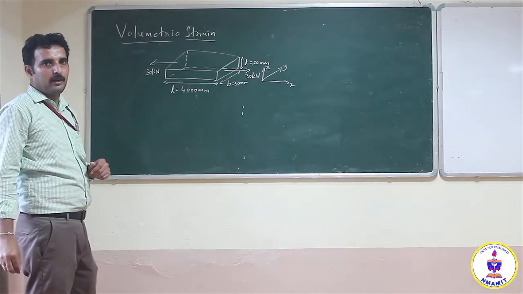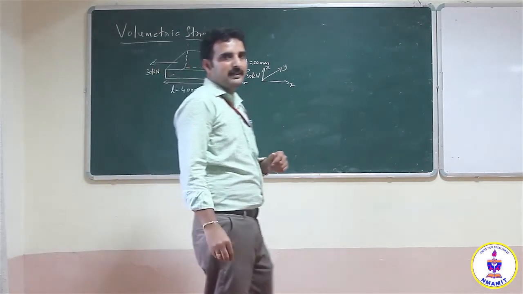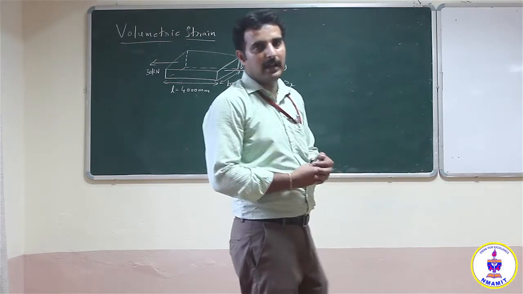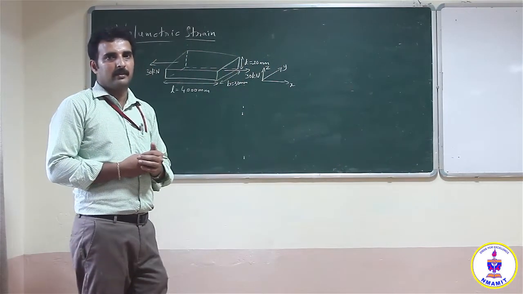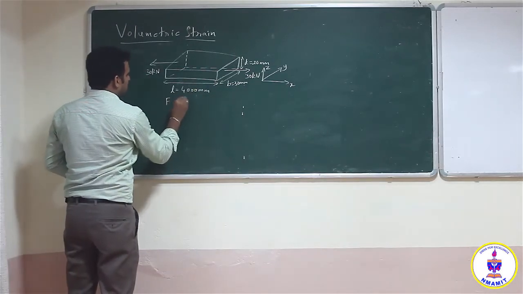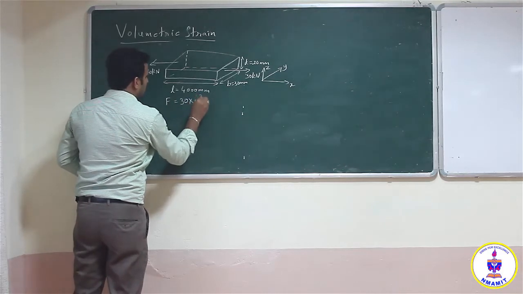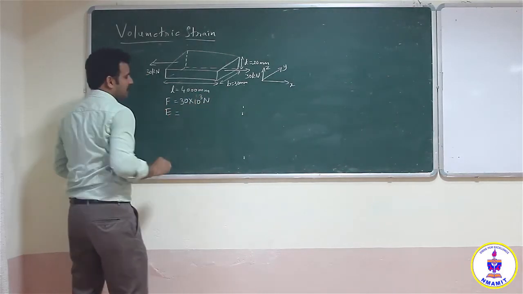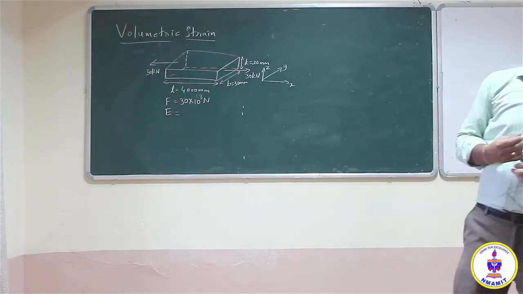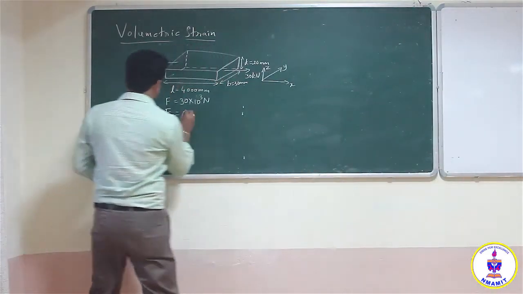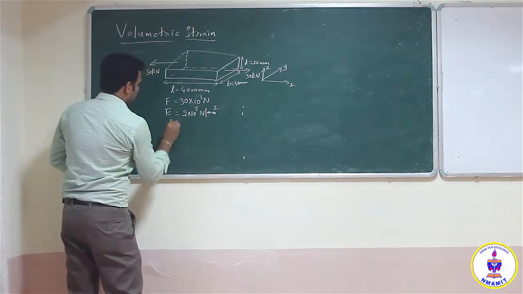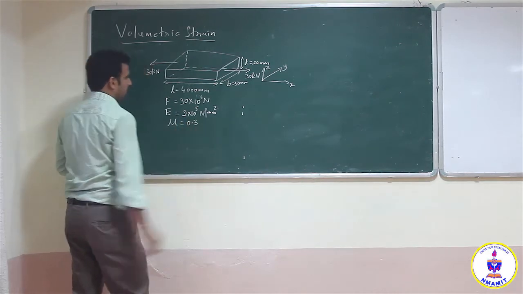They have asked to find out the change in the length, change in the width and change in the depth, that is, the changes in the size. So the data given are length, width and depth. Force is given as 30 kN or 30 into 10 power 3 Newton. Young's modulus is given as 2 into 10 raised to 5 Newton per mm square, and Poisson's ratio mu equal to 0.3.